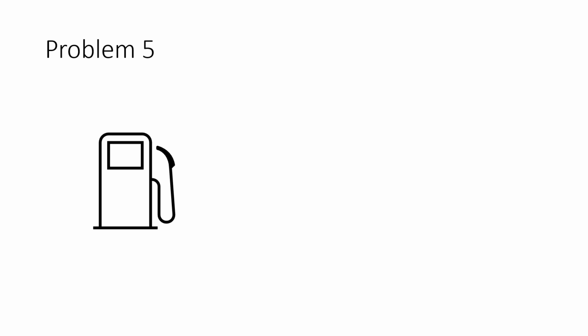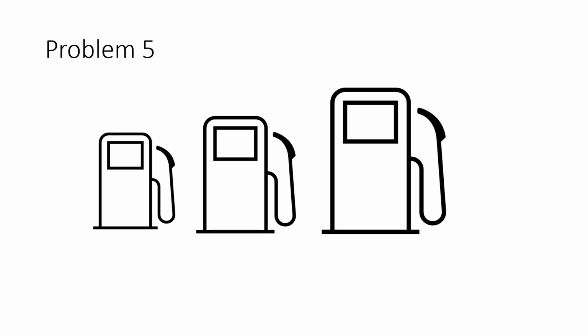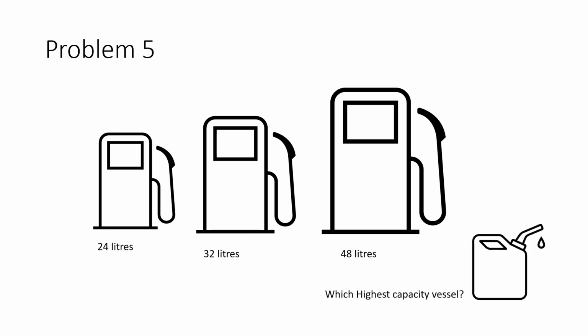Problem number 5. We have got 3 vessels of different capacities. And what are the different capacities? Vessel 1, 24 liters. Vessel 2, 32 liters. Vessel 3, 48 liters. Remember, a vessel can be any container. I have just shown an oil tank here. And what do we have to do? We have to empty these 3 containers using another vessel. So this is my vessel. And what is the highest capacity vessel that we can use to empty these 3 vessels? That is our problem.